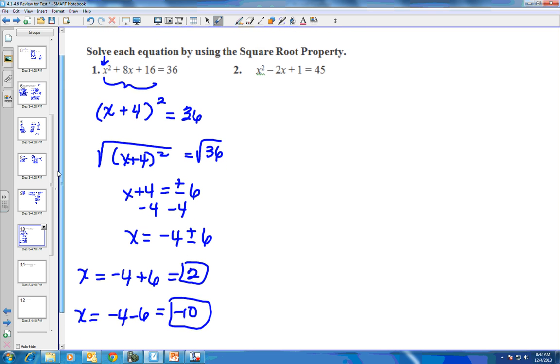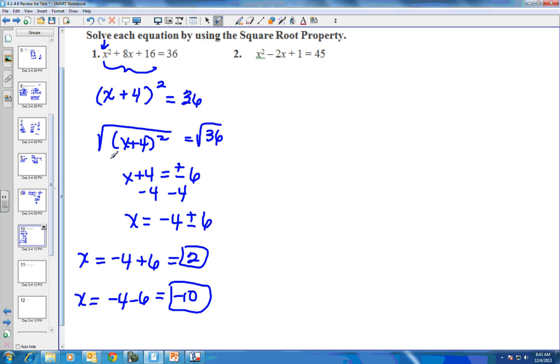So if it says solve the equation by using the square root property, you automatically know they've already given you a perfect square trinomial on the left-hand side. So number 2, how am I going to rewrite this? It's going to be 1, and it's going to be x, but you always keep this sign. X minus 1 quantity squared equals 45.